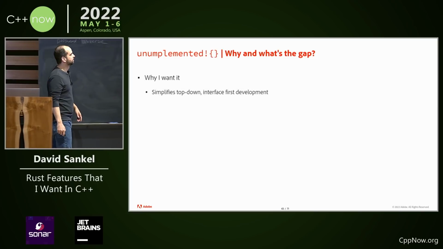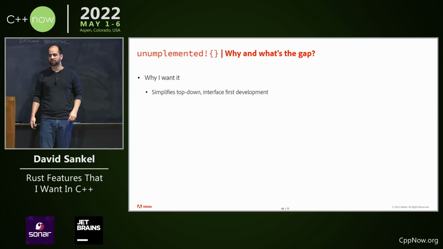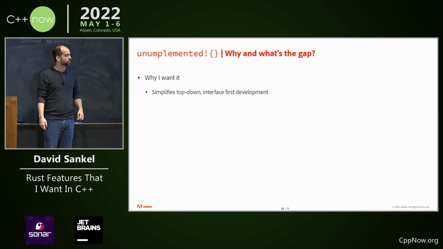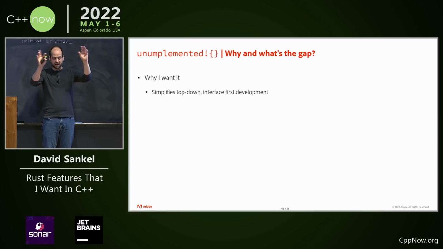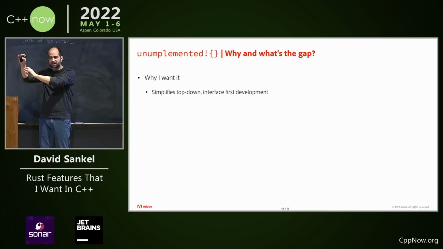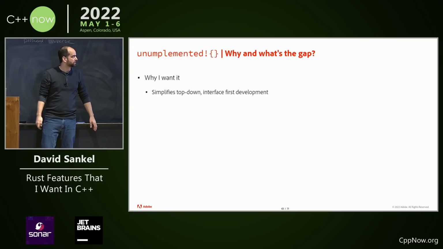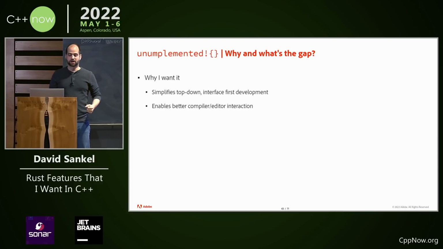Why do I want this? Well, if you're doing top-down interface style development, it's really nice to be able to start with, "Hey, I'm going to write the example. This is what I want the top-level code to be," and be able to put unimplemented for the various pieces. So I like that. It also allows for better compiler and editor interaction.